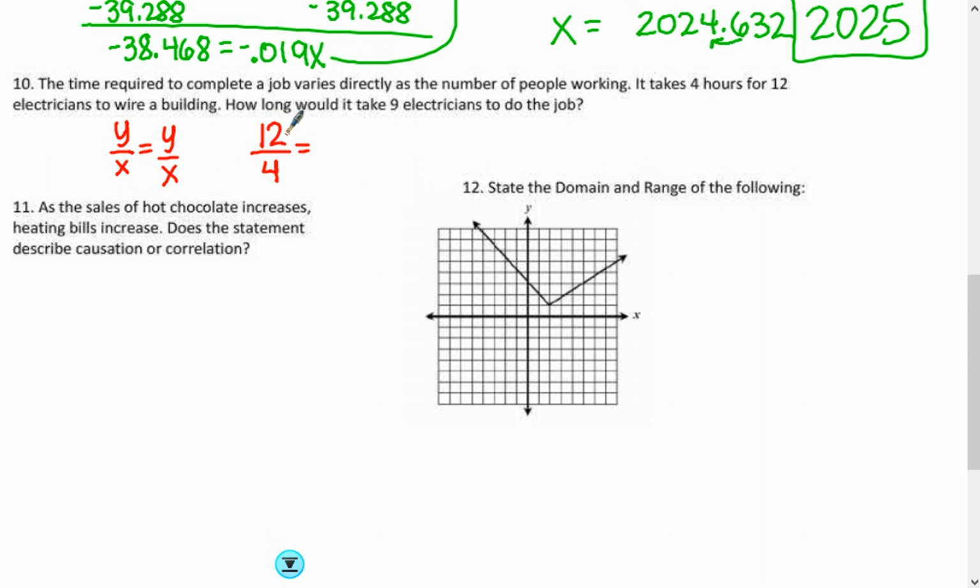So 12 workers, 4 hours. If I have 9 electricians, how many hours will that one take? So remember, we always multiply the two numbers across from each other, then we divide by the third number. So 9 times 4 is 36. 36 divided by 12, you would get 3. So how long would it take? It would take 3 hours.